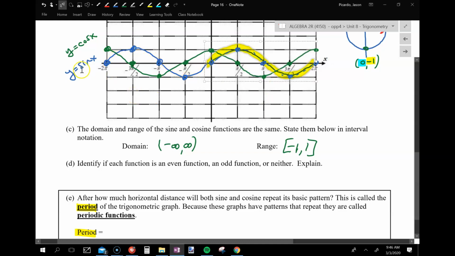So how much horizontal space did it require me to complete one cycle? So I heard a half. I heard 4. Okay, now let's use the units on here. It starts at 0 and it ends at 2 pi. Or it starts at -2 pi and it ends at 0. In either case, how much space was that? 2 pi space, right?